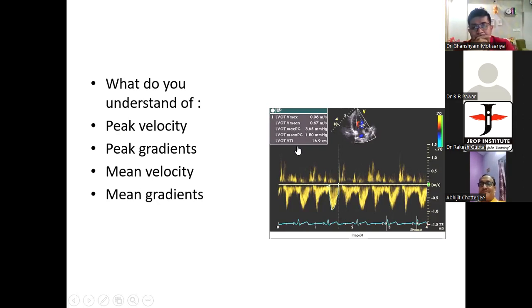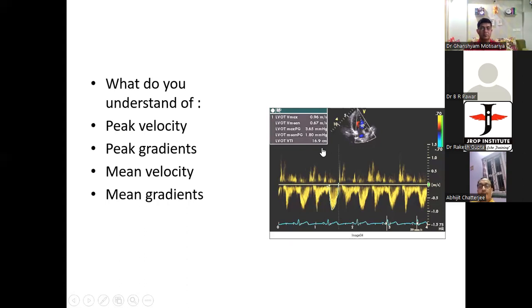What do you mean by 16.9 centimeters, Pradeep? If you give me this answer, I'll be really happy. How do I get the 16.9? No, what do you mean by 16.9 centimeter? Velocity time integral is a measure that tells you how far the blood has traveled with every stroke. That's why we say 16.9 centimeter.